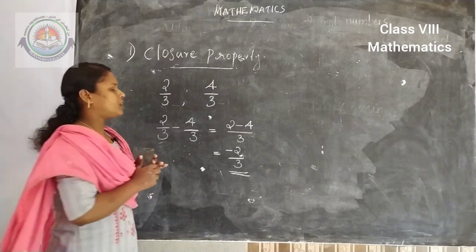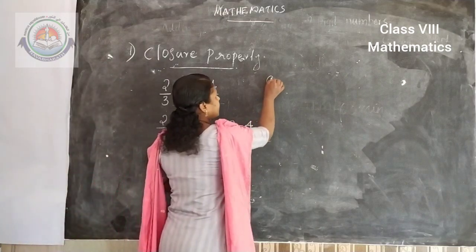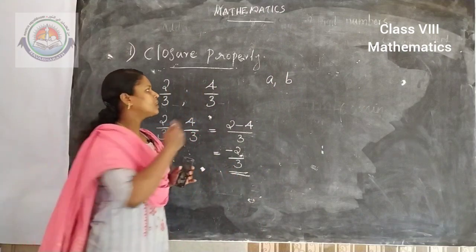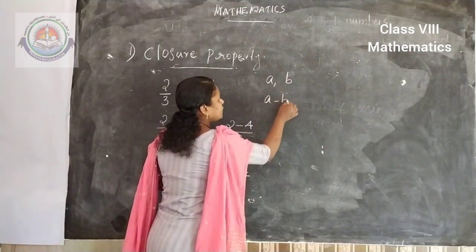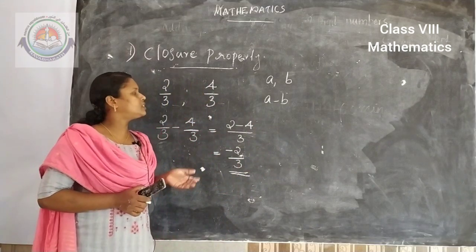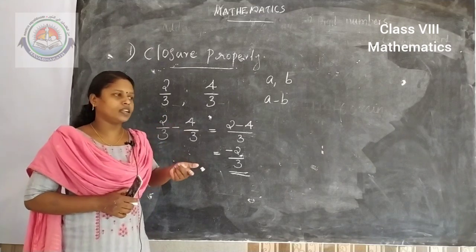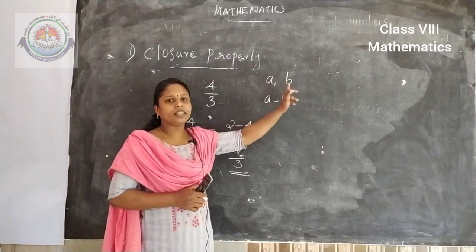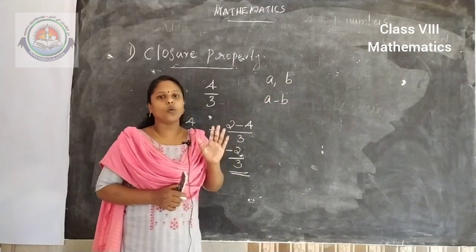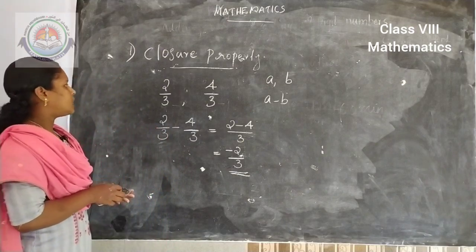So if we need to generalize this property, that is, if A and B are two rational numbers, then A minus B is also a rational number. That is the generalization of this closure property of subtraction. That is, if A and B are two integers, then A minus B is also an integer. That is closure property of rational numbers.